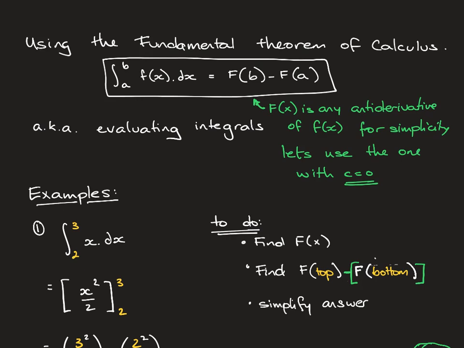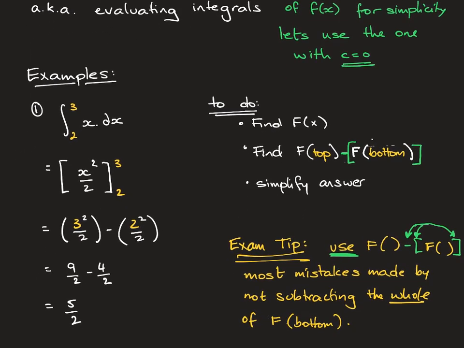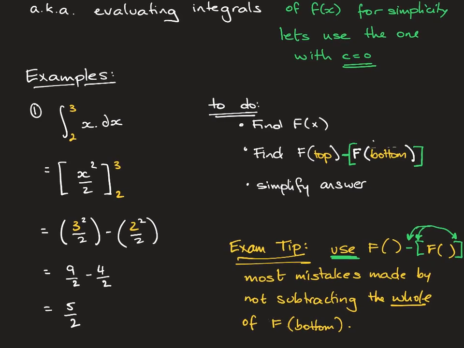The next thing that we do is find our antiderivative with the top value substituted in. So here's our antiderivative, here's our top value. Now I've gone for curved brackets. Where the x is, I'm putting a 3. So 3 squared on 2. And then I take away the whole of the bottom function.